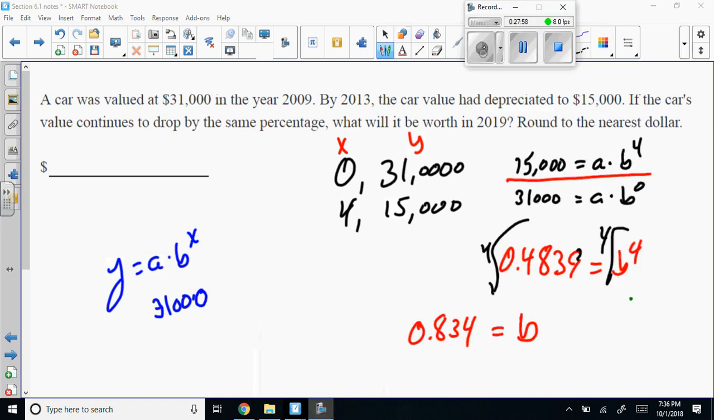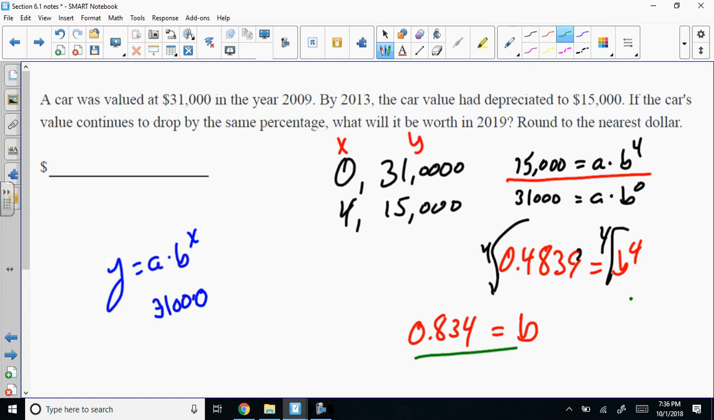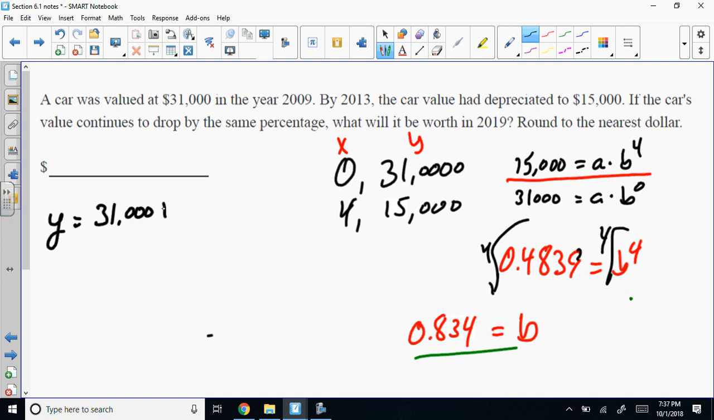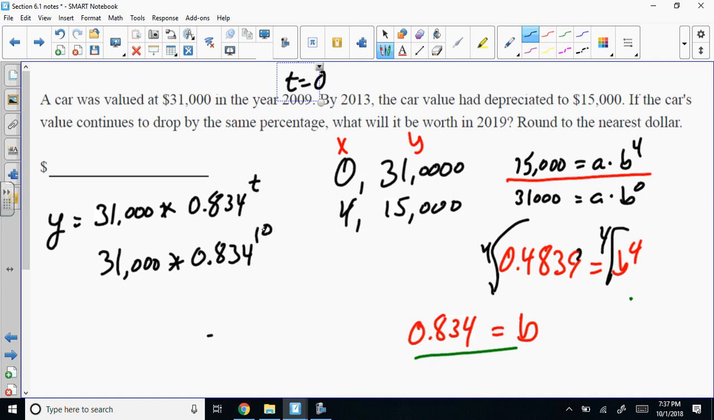Anybody lost? All right, so we did some math. We got B to be 0.834. So we're going to write our equation now. Y equals 31,000 times 0.834 raised to some time. Now, this is time equals 0.09. 19 would be how many years? 10, right? So it would be 31,000 times 0.834 raised to the 10th.